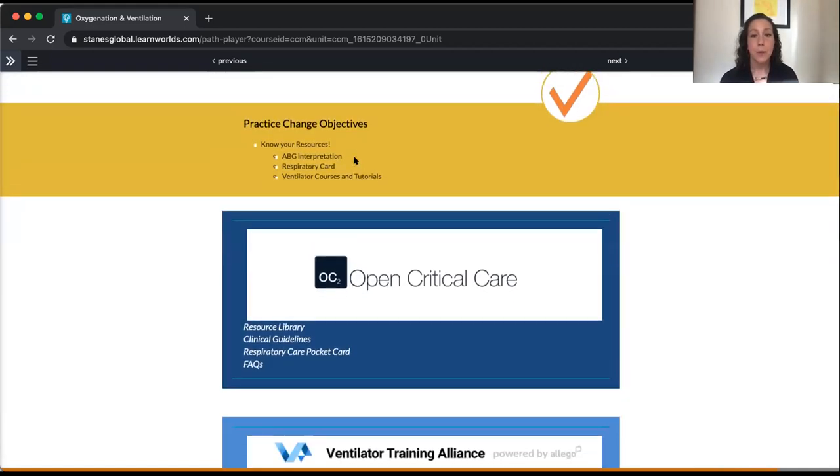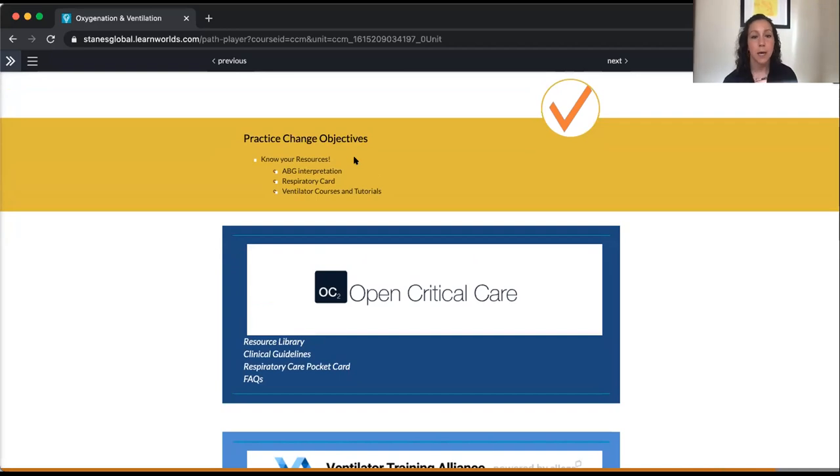So the last thing we wanted to accomplish with today's meeting was so that you can know your resources. We've had a lot of questions about ABG interpretation. I showed you that respiratory card. I also mentioned that there's a lot of different types of ventilators. So I want to share with you just some resources.